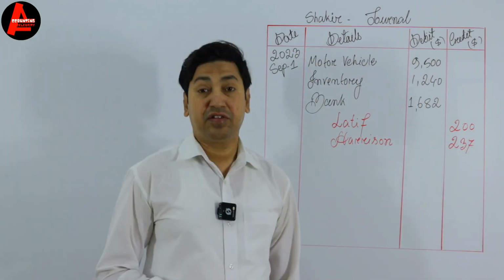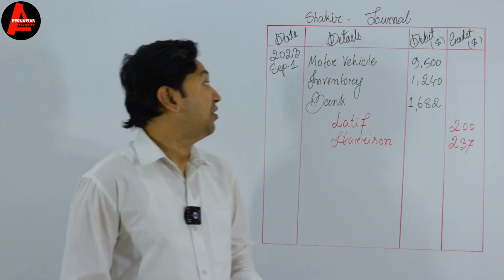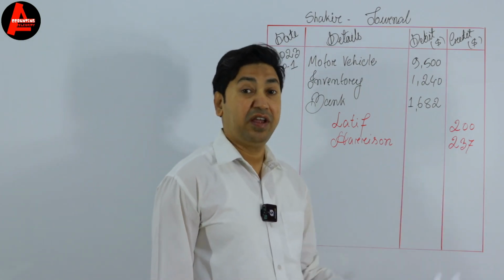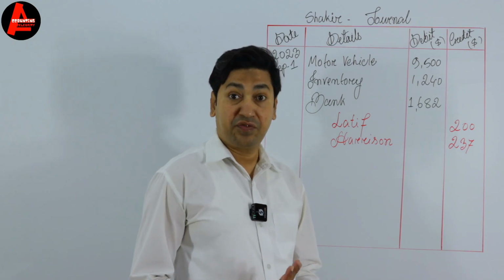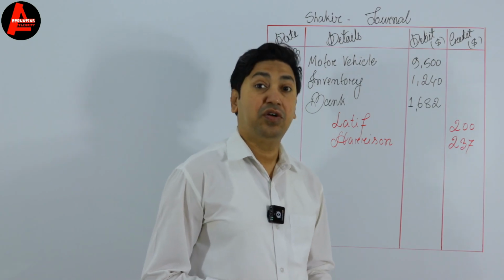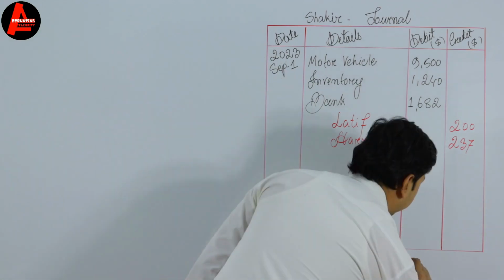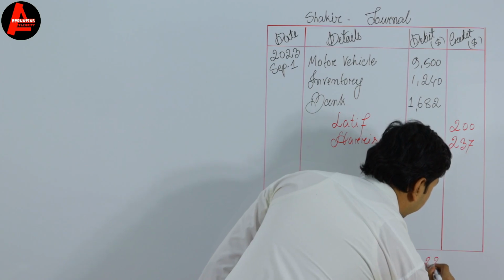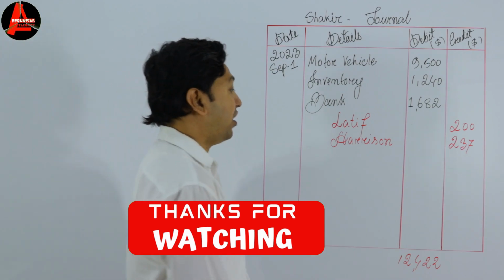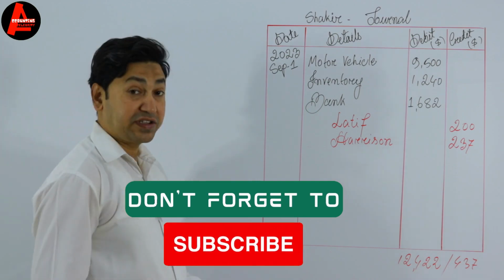$237. In the accounting equation, the debit amount will be equal to the credit amount. So here we see some difference. Here the debit amount is not equal to the credit amount. So now we will find out the difference and we will write this difference as capital. The total of the debit amounts is 12,422 and the total of the credit column is 437. Okay, so now what is the accounting equation?